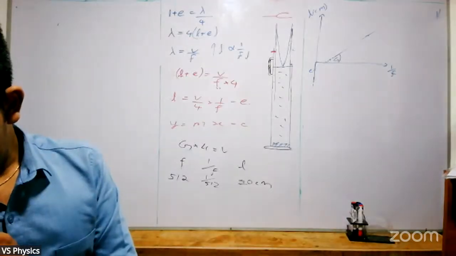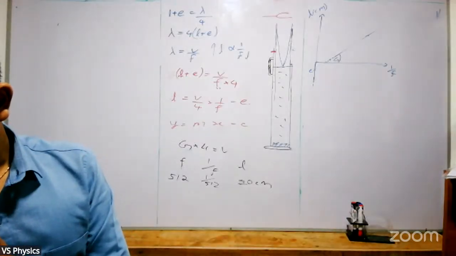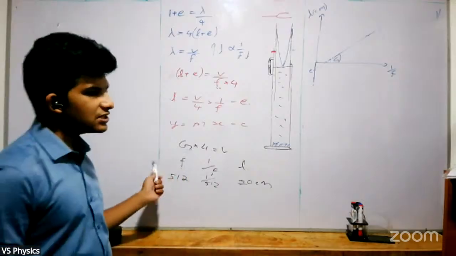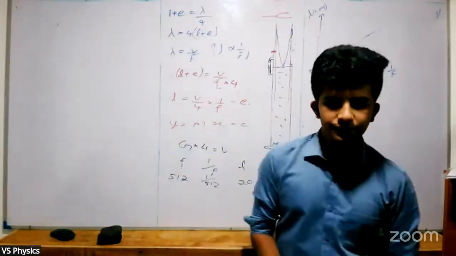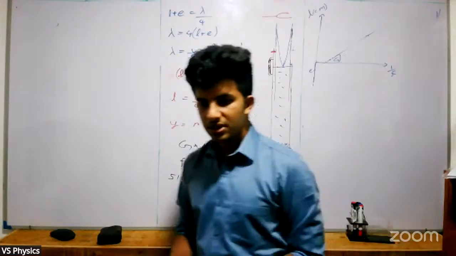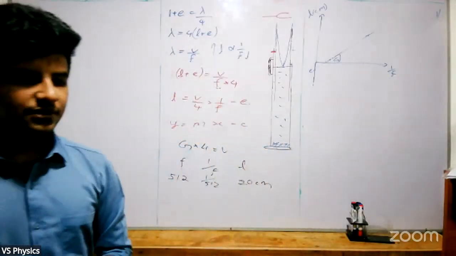Which one is more accurate? This experiment is more accurate. Okay, Nick? This experiment is more accurate. Next.